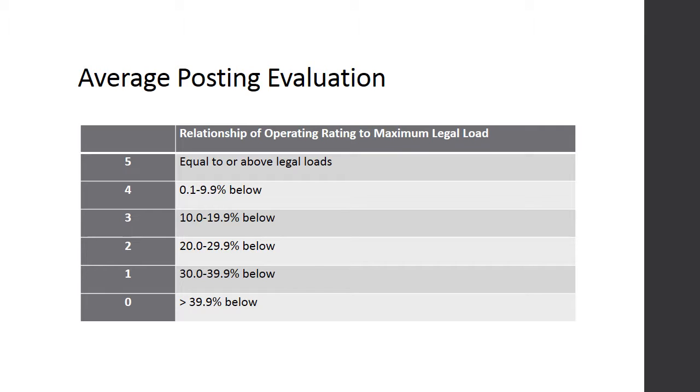The basis for the posting evaluation score is further described in this table. One can see the range is 0 to 5 and is a function of the relationship of the operating rating and maximum legal load. Quite simply, the less load the bridge is able to safely support, the lower the score. To reiterate, the average posting evaluation decreased by 2 points between the two groups, from 3.95 to 1.94 for the non-posted and posted bridges respectively. This means that, on average, the maximum legal load is nearly 30% less than the operating rating load for posted bridges.